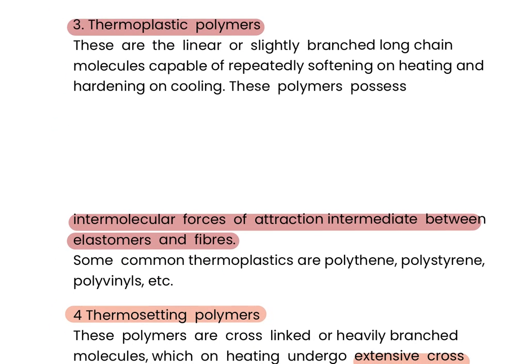Next, thermoplastic polymers. Thermoplastic polymers are linear or slightly branched long chain molecules capable of repeatedly softening on heating and hardening on cooling. On heating it will be softened and on cooling it will be hardened. These polymers possess intermolecular forces of attraction intermediate between elastomers and fibers. So not very strong, not very weak. Some examples are polyethylene, polystyrene and polyvinyl chloride.